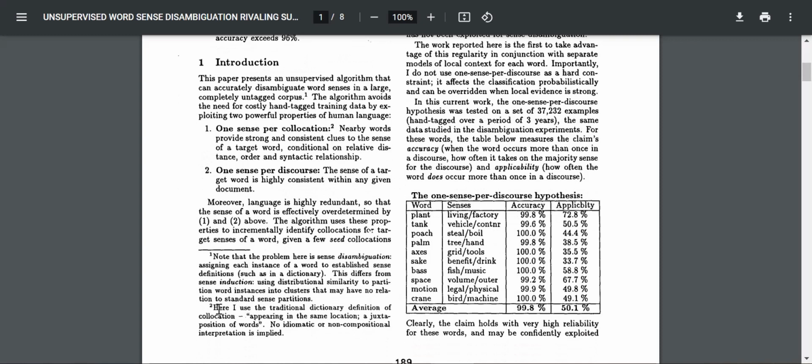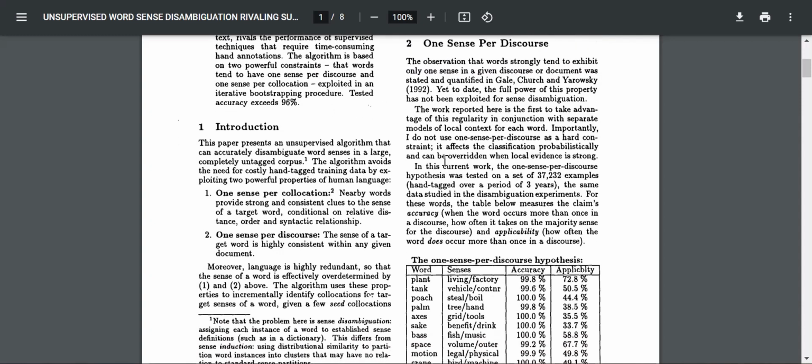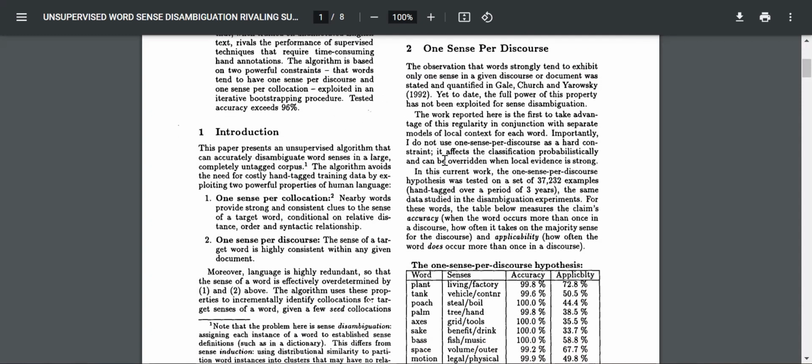So just a note, here I use the traditional dictionary definition of collocation: appearing in the same location, a juxtaposition of words. No idiomatic or non-compositional interpretation is applied. So this is exactly what we Googled, I guess. So they've just described their algorithm. So let's now dive deeper into their discussions on the individual properties.